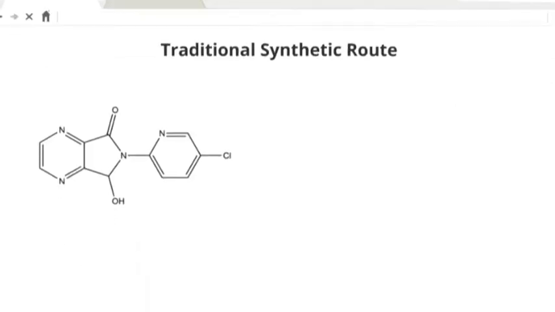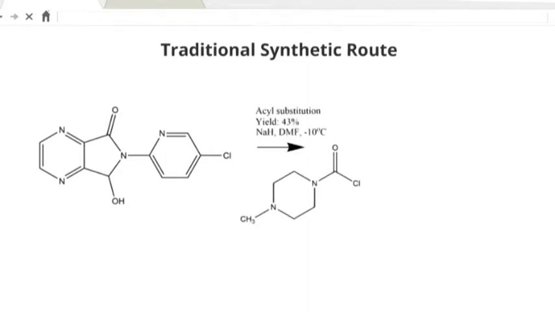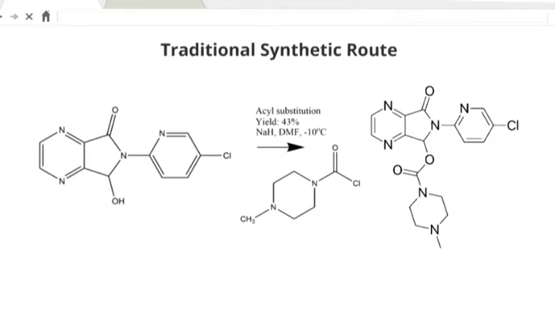The final step of the synthesis is by condensing the product which is produced from the last step through a substitution in the presence of sodium hydride, dimethylformamide, and 1-chlorocarbonyl-4-methylpiperazine at negative 10 degrees Celsius to eventually give racemic zopiclone. The yield of this step is measured at 43%.